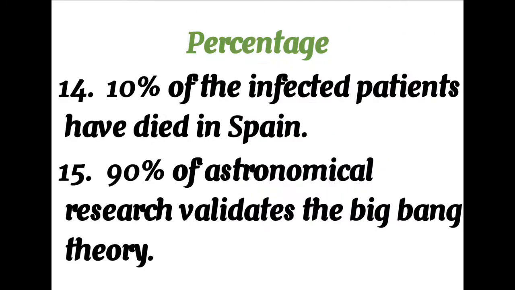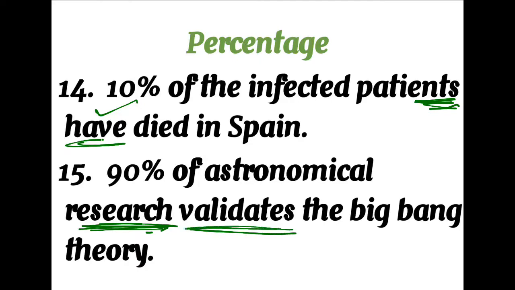And the last thing is percentage. 10% of what? 10% of the infected patients. Now patient is the main thing that must take its verb have. The sentence is correct. 90% of the astronomical research is something that is uncountable here, so it must be regarded as a singular subject. Validates, substantiates, proves. Right, correct, because research is uncountable, treated as singular as far as subject and verb agreement is concerned.